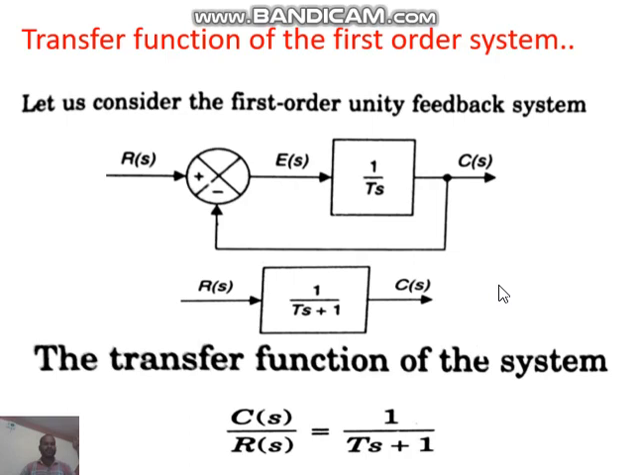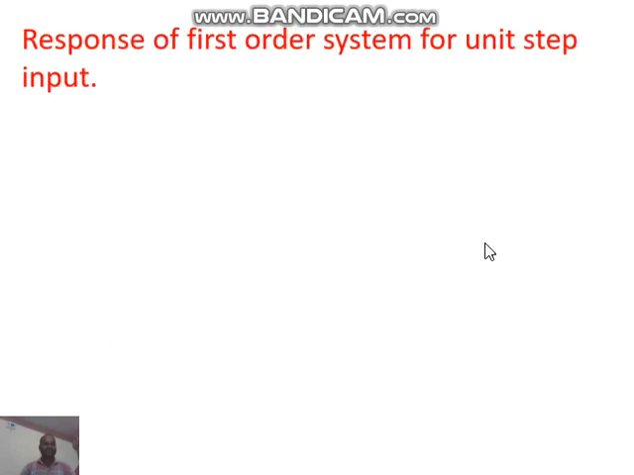Now we can find out different responses for the first order system. That means different input signals are applied to the first order system. What are the output parameters? What changes in the output while we are applying different input signals? The first one is the first order system response when the input is a unit step signal. So the order is first order and the input is unit step. That means I am applying the unit step input to the first order system. What is the output response I want to find out?